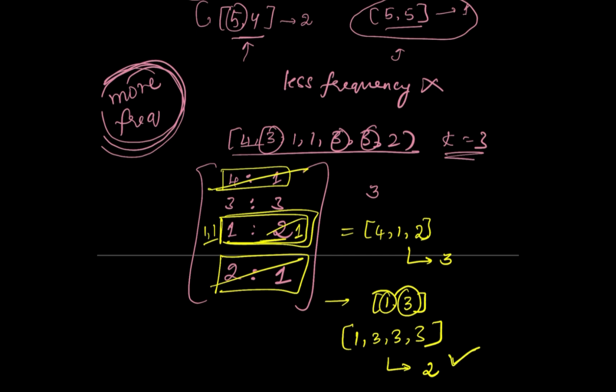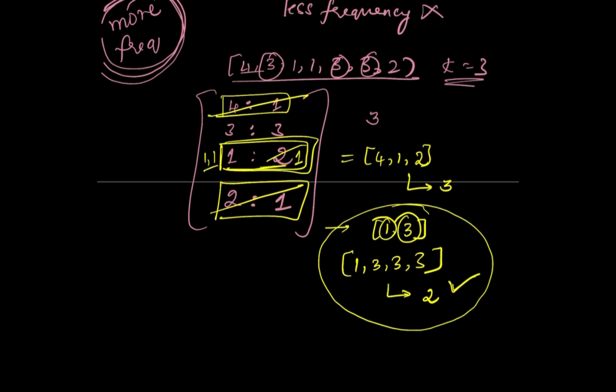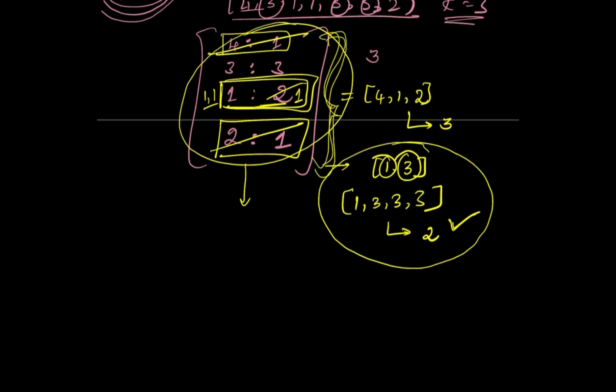Now, how can you put this into the form of logic? It's very simple. You first take the frequencies of every element like this and you sort them in ascending order. So it will look like 2 occurs 1 time, 4 occurs 1 time, 1 occurs 2 times and 3 occurs 3 times.